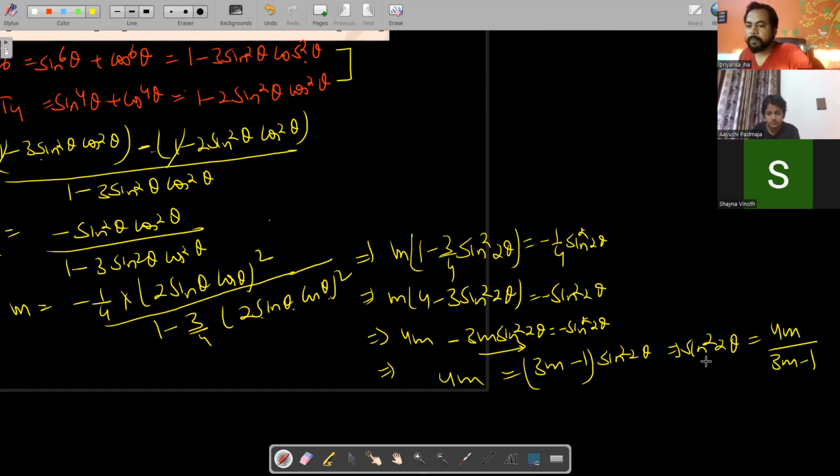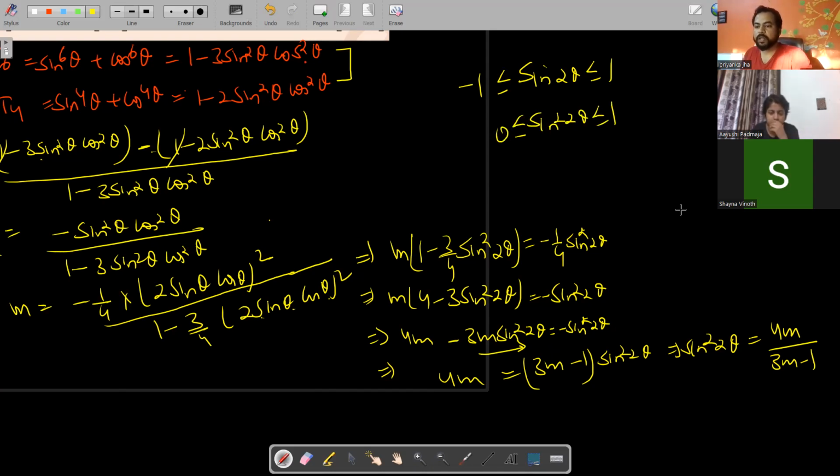You know that sin theta always lies between minus 1 to 1, so the angle may be anything. This will also lie between minus 1 to 1. If you square it, the least value will be 0 and the maximum value will be 1. So this thing will lie between 0 to 1. So 4m upon 3m minus 1 will also be more than or equal to 0, and less than or equal to 1.